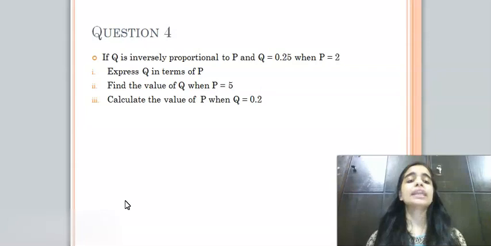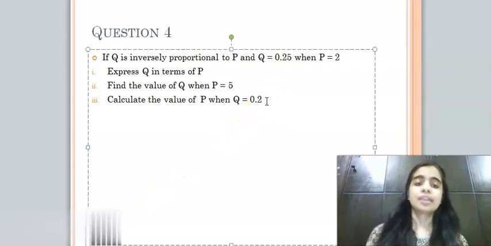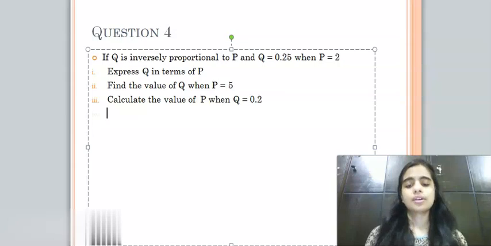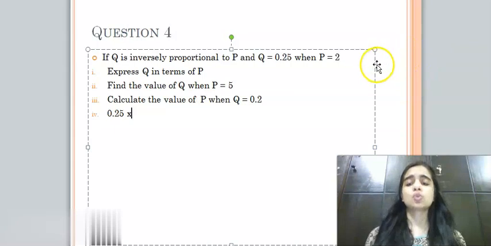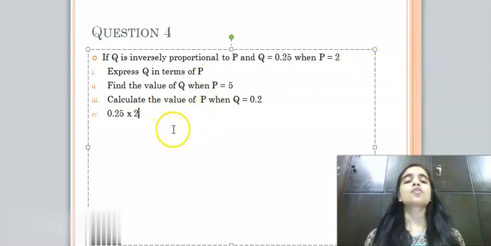First we need to find the k, because it will be like q is equal to k upon p. So we need to find the value of k. So q is equal to k upon p, that means qp is equal to k. So q is 0.25 multiplied by 2. So 0.25 multiplied by 2 will give me 0.5. So my value of k will be 0.5.